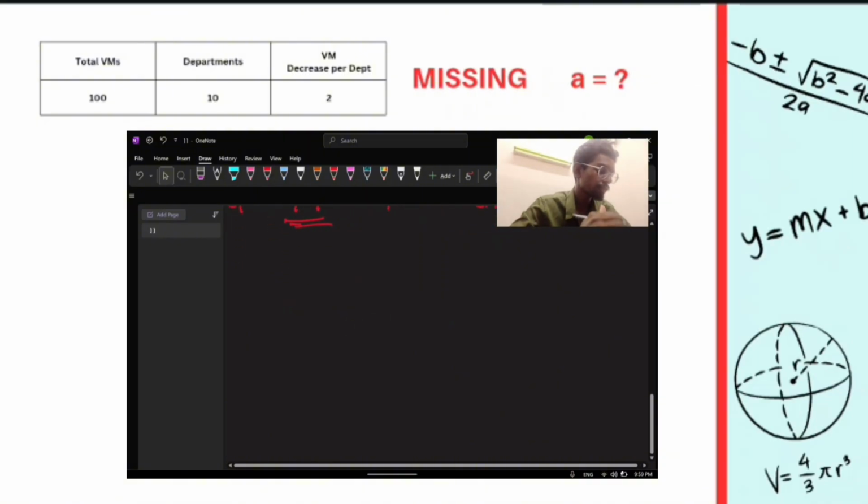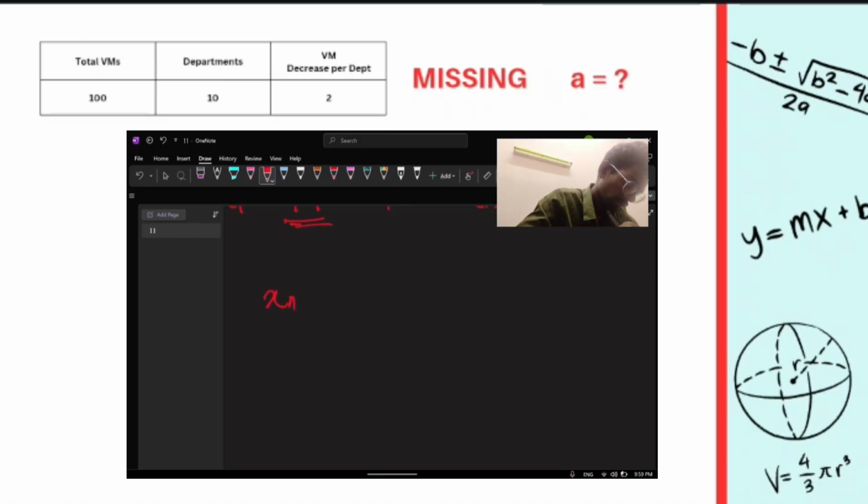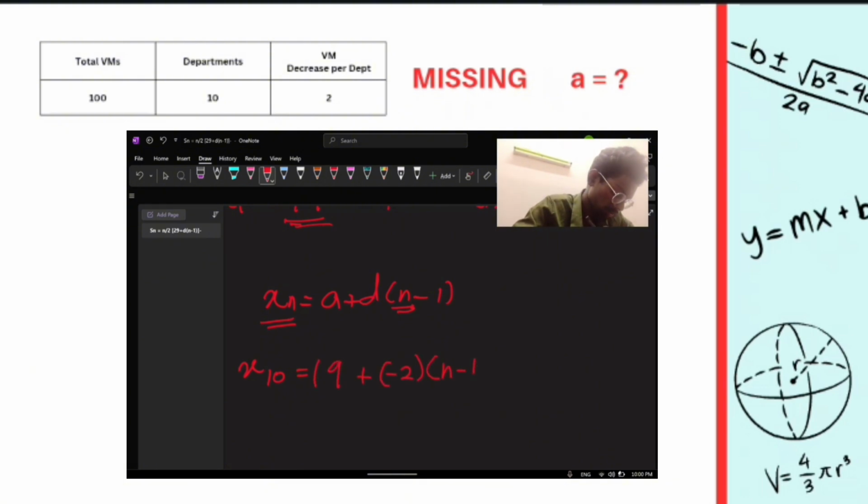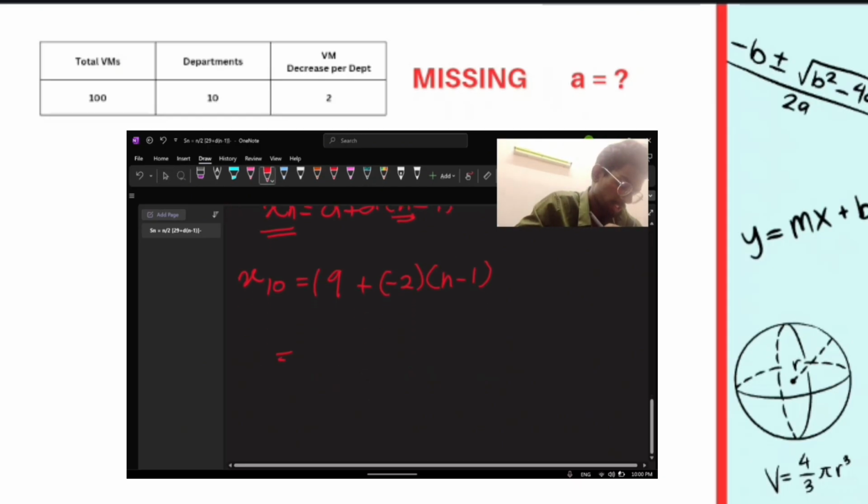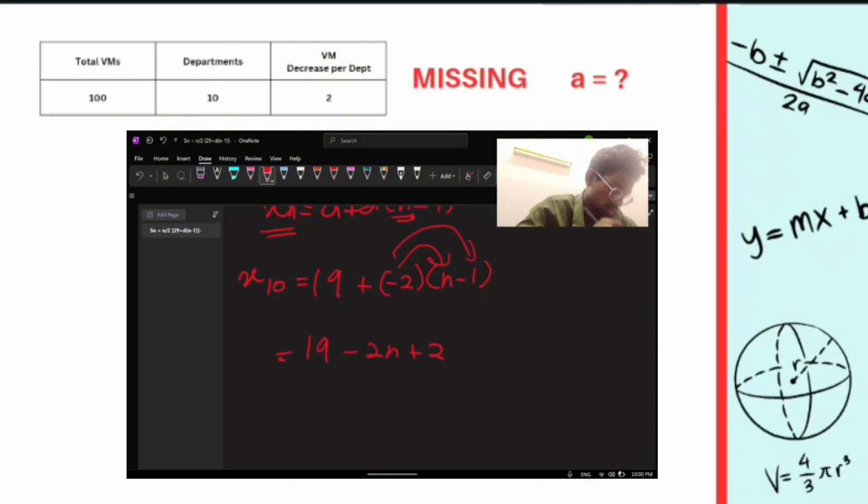Now, we are going to use the second formula to find out the pattern of this arithmetic sequence, which is Sn equals a plus d multiplied by n minus 1. So, we had a total of 10 departments, so our n becomes 10. This n remains the same as the variable. It doesn't have any value since it is the pattern. So our a was 19 plus our d was negative 2 multiplied by n minus 1. If we solve this, it becomes negative 2n, and negative 2 multiplied by negative 1 becomes positive 2.